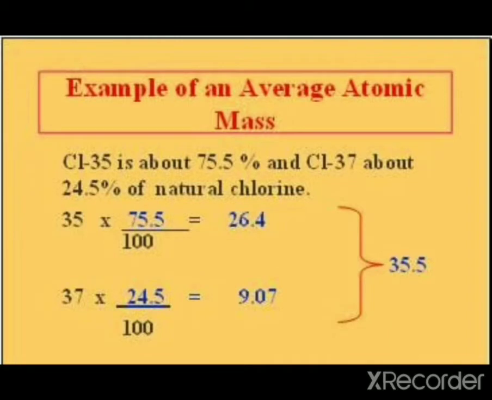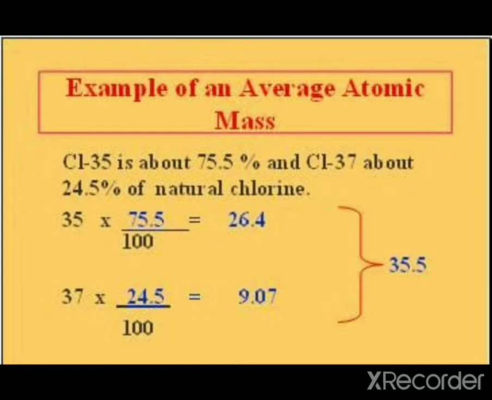Many elements exist as more than one isotope. For example, chlorine exists in two isotopic forms, chlorine-35 and chlorine-37. So in such cases, we need to calculate the average atomic mass. How can we get the average atomic mass of chlorine? First, multiply the atomic mass of chlorine-35 by its relative abundance. So 35 into 75.5 by 100 gives you 26.4.